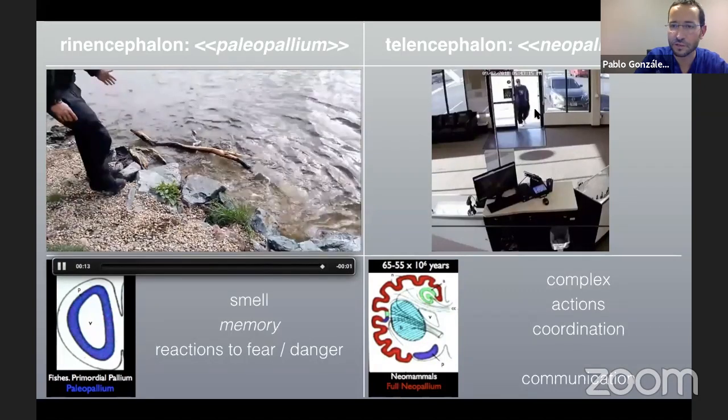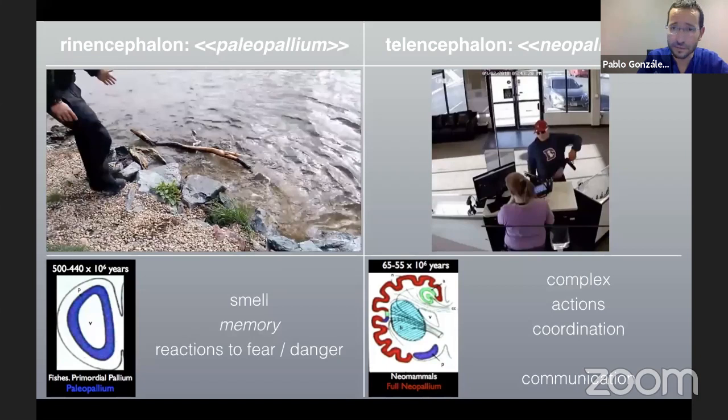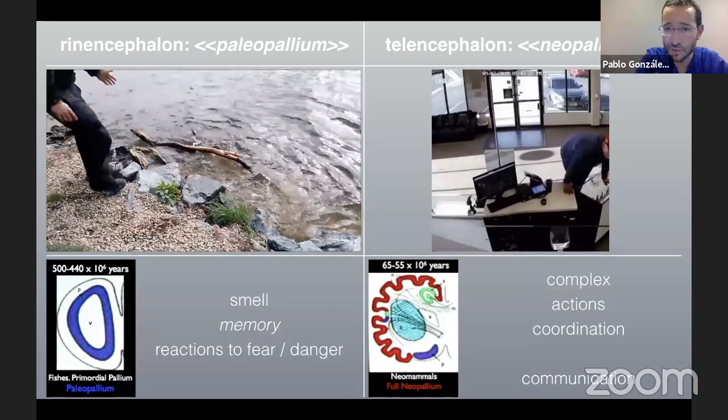This guy is poor and he wants to take some money. So he entered the bank and he wanted the money, so he took a gun, but his telencephalon was not working properly, but he escaped. So his rhinencephalon was working properly in that case.